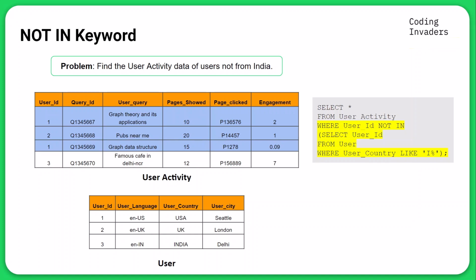It won't consider this user ID which is coming as the output from the subquery. So how we have written this: select star from user activity where user ID not in, and the inner query or the subquery is select user ID from the user where user country like I percentage. Great. So let's execute the same on Metabase.